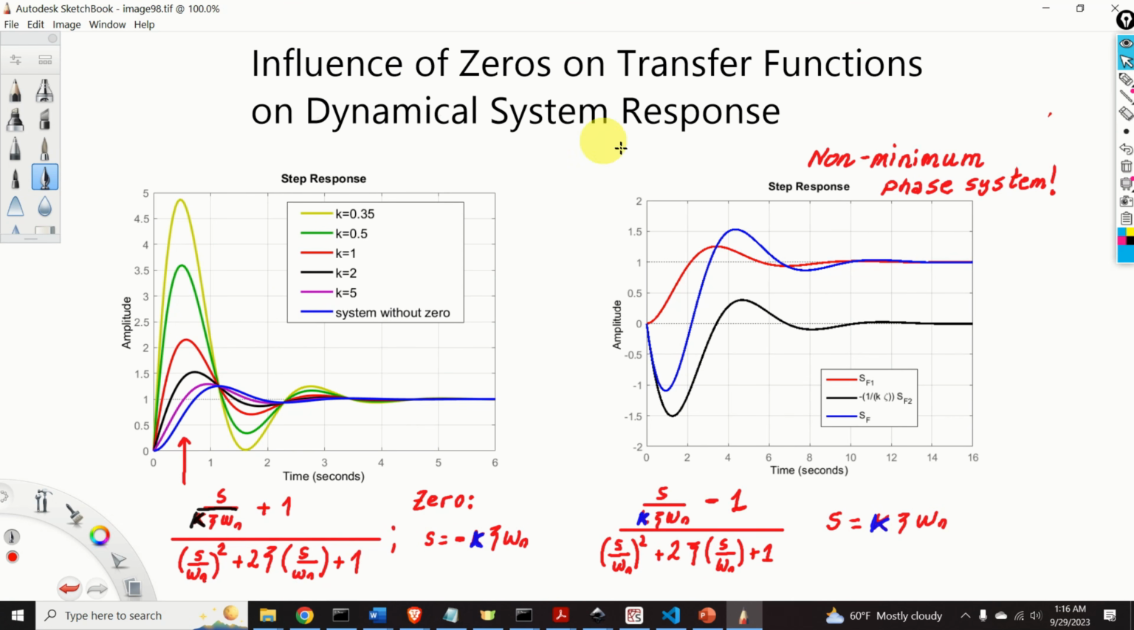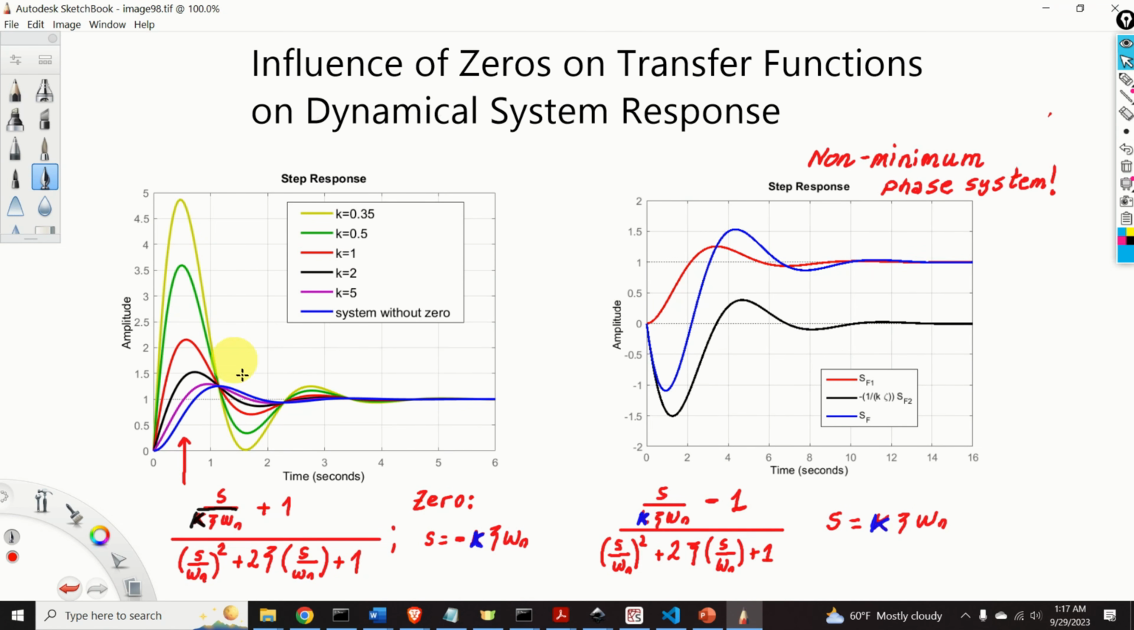Here is a brief outline of what you will learn in this video tutorial. Later on, we will mathematically explain the phenomena that you can see over here. You can see two graphs that illustrate the effect of zeros on the dynamical system response. These graphs show the step responses of two systems. Here's the first system and its transfer function, and here's the second system and its transfer function.